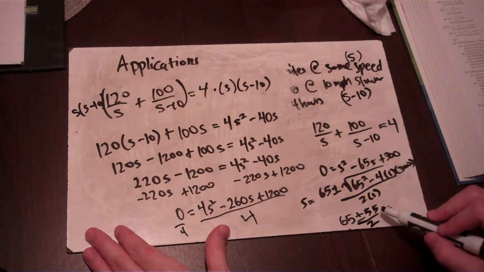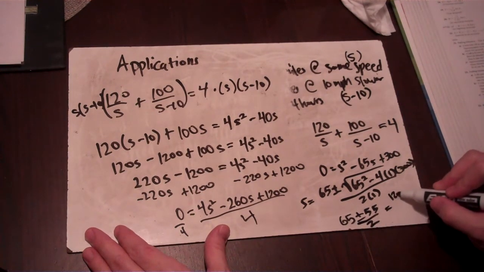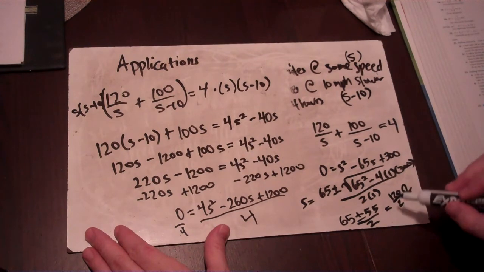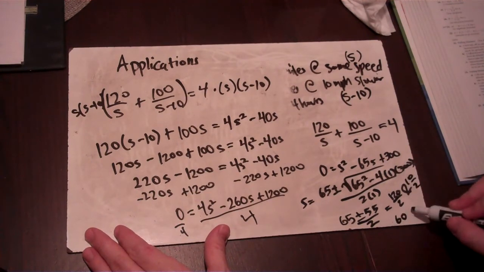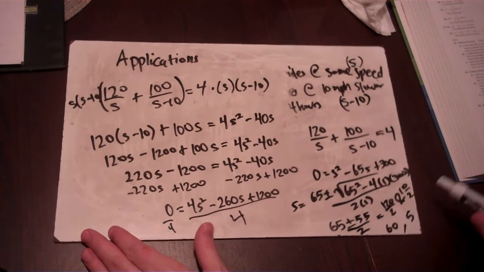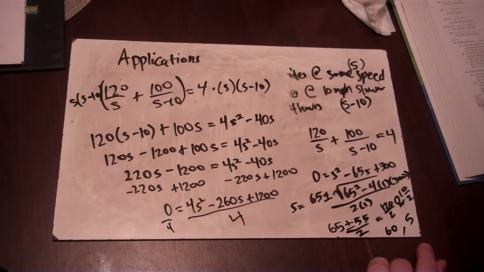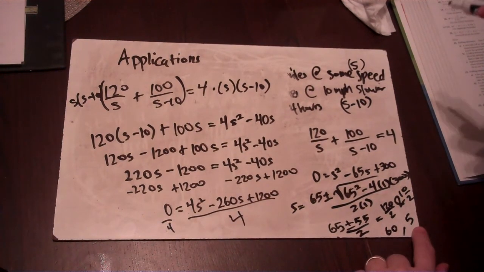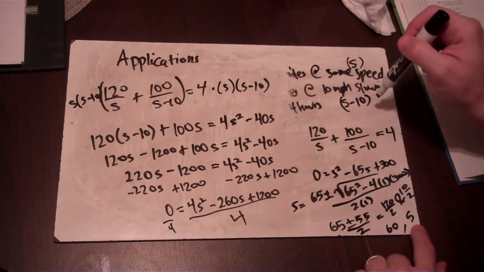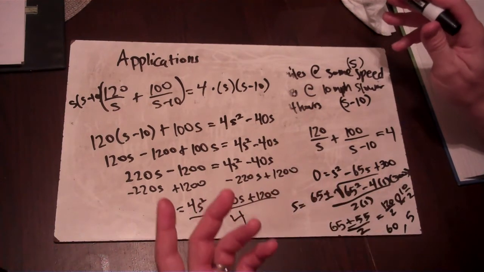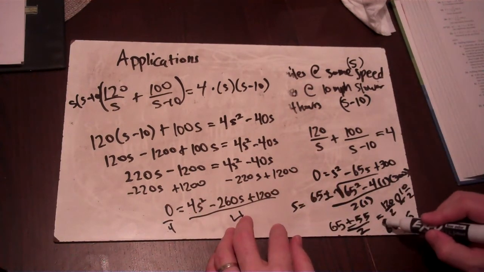65 plus 55 is 120, divided by 2, which is 60. And the second one is 65 minus 55, which is 10, divided by 2, which is 5. So I get 60 and I get 5. Those are my two solutions. Now, the one that doesn't make any sense is 5, because the second time she drives 100 miles, she would be going negative 5 miles per hour. She'd be driving backwards. So the one that makes sense is 60.